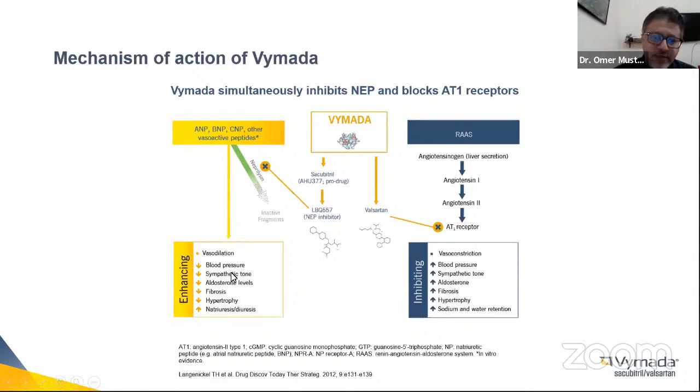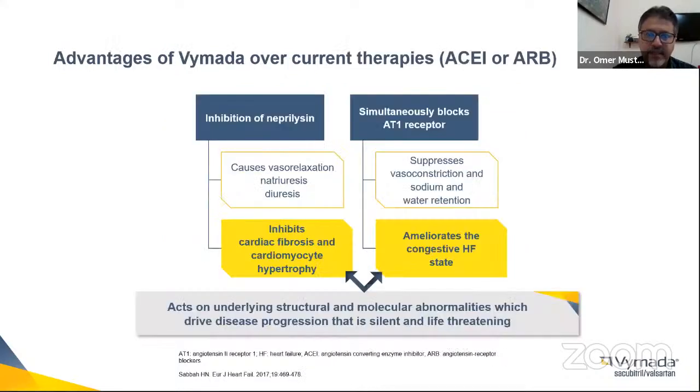So if you inhibit neprilysin, you can see the enhancing effects of vasodilation, which is decreased blood pressure, decreased sympathetic tone, aldosterone levels, fibrosis, hypertrophy, and it potentiates diuresis. And we already know the good effects of angiotensin 2 type 1 receptor blockers are that they inhibit the increase in blood pressure and everything. So combining these two leads to a decrease in progression and worsening of the heart failure mechanisms which are damaging the cardiac myocytes. This is exactly what I said in the previous slide.